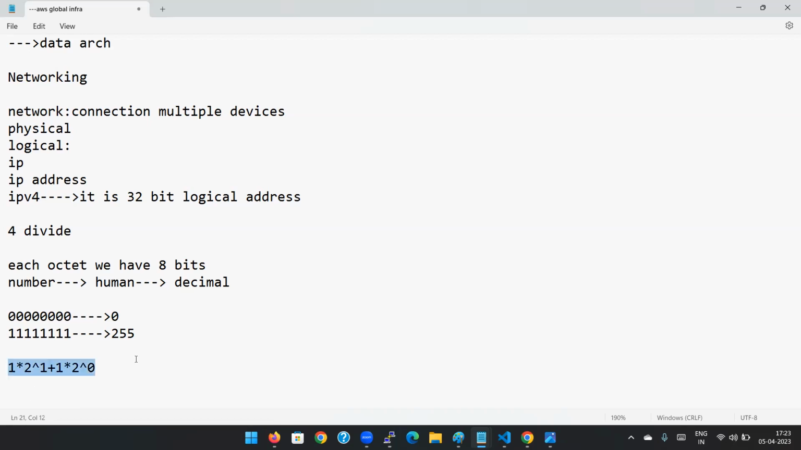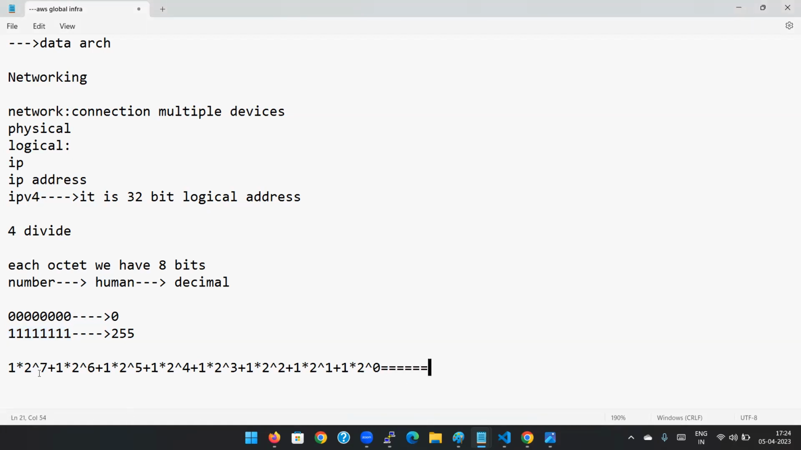So I put the configuration like this: plus 1 into 2 square, plus 1 into 2 cube, plus 1 into 2 power 4, plus 1 into 2 power 5, plus 1 into 2 power 6, plus 1 into 2 power 7. If you go with this, what number are you going to get? You have to multiply all these numbers with the powers of 2. If you multiply them, what is the value you are going to get?